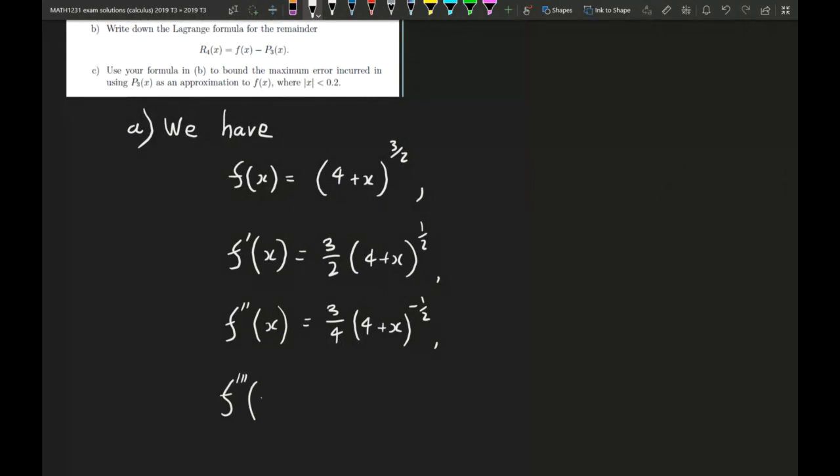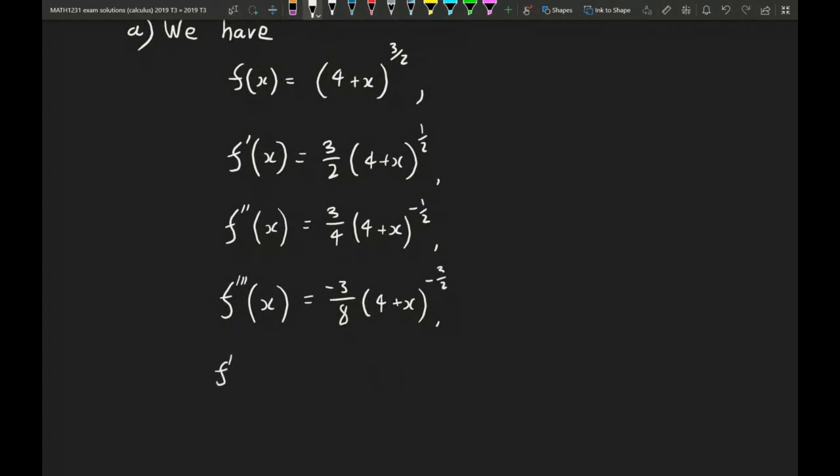There's not too many derivatives, so I'll keep using this prime notation. Another derivative: minus 3/8 times (4 + x) to the minus 3 halves. And I need one more derivative for the next part of the question, so I might as well do it now, get it all out of the way. So the fourth derivative is, well, 2 minus signs become plus, 9 over 16 times (4 + x) to the minus 5 over 2.